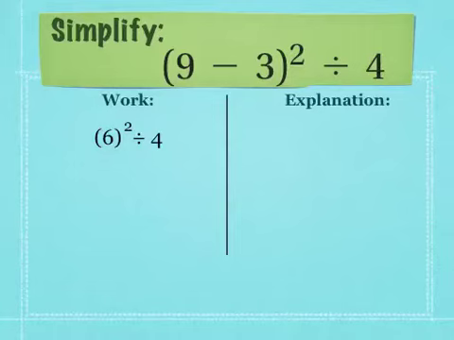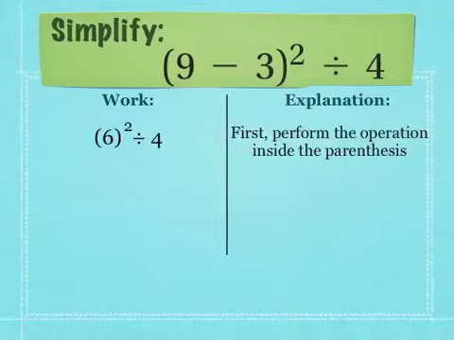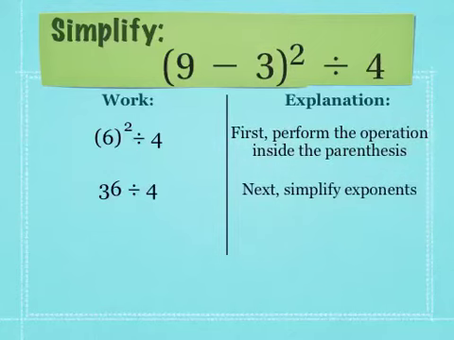The explanation would be that the first step is to perform the operation inside the parentheses. So you're restating what the order of operations tells you. The next step would be to square 6. It's the exponent. We've done our parentheses, now we're moving on to exponents. 6 squared means 6 times 6, which is 36. Notice I'm still dividing by 4. I haven't done that yet. The explanation would be next simplify exponents.